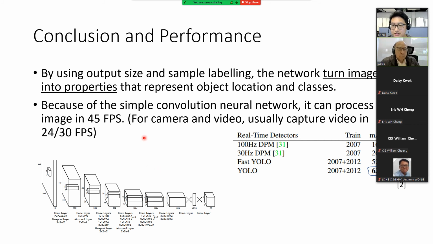Because of the simple convolutional neural network, it can process images at 45 fps. As mentioned, cameras and video usually run at 24 or 30 fps. So YOLO can be a real-time application now, because it is larger than the basic or fundamental frame rate, and with acceptable precision.